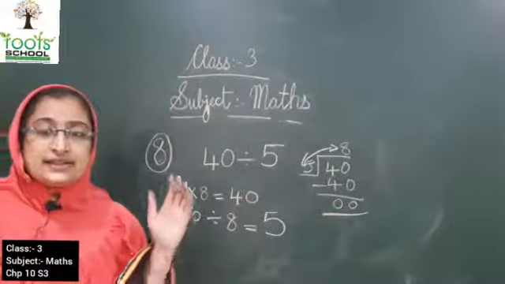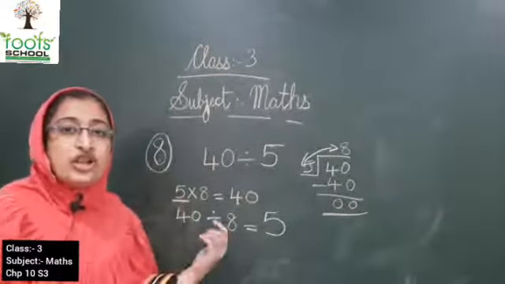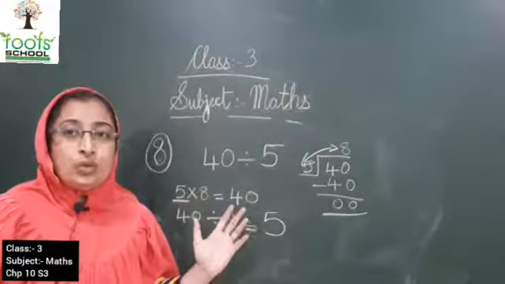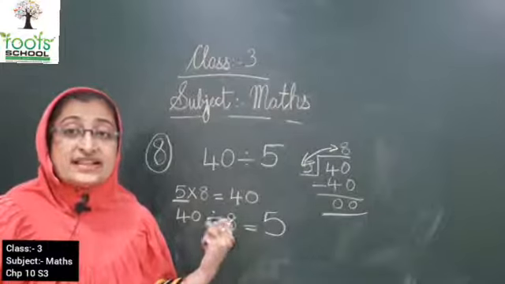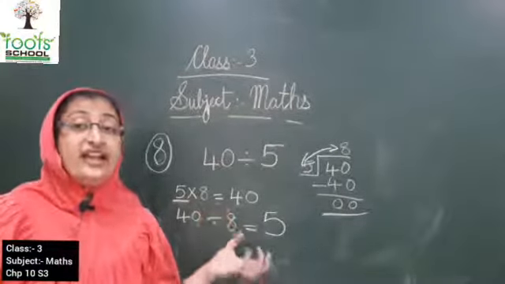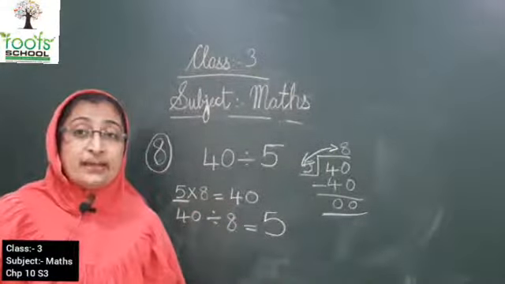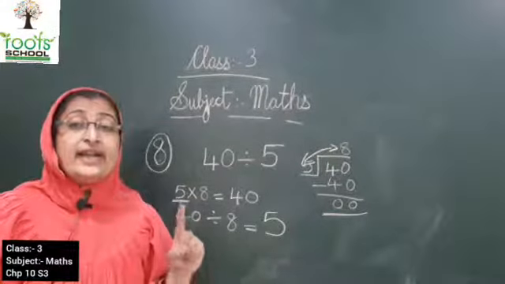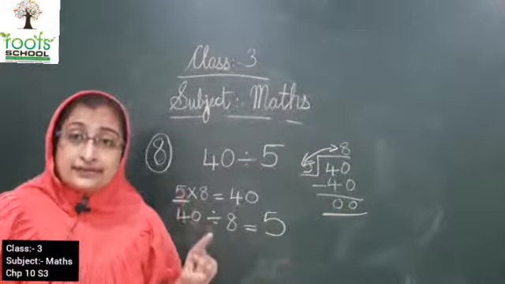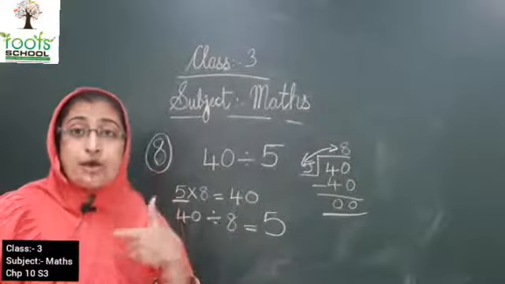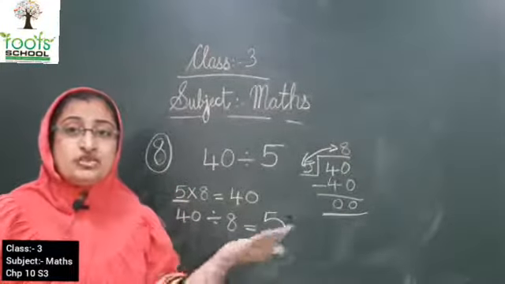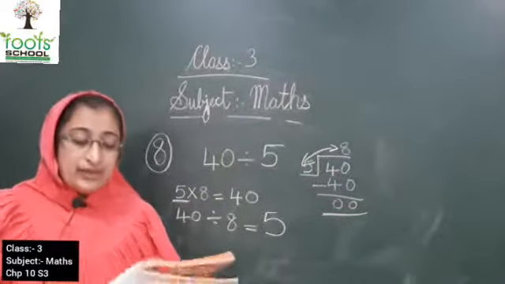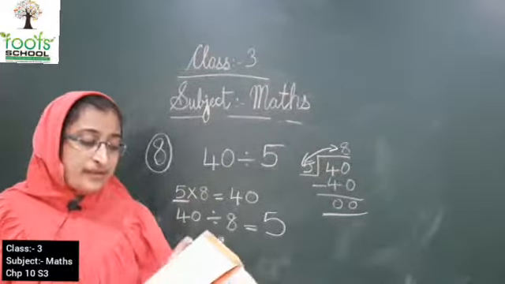So kids, just remember that changing the numbers from here to there, okay, and you have to see the signs, what sign you are putting, whether it is a sign of multiplication or sign of division. Always keep in mind that division is inverse operation of multiplication. It is just opposite of it. Okay. Now kids, we move on to sum number 9.